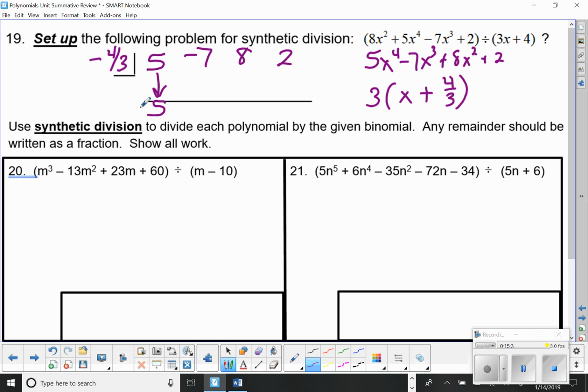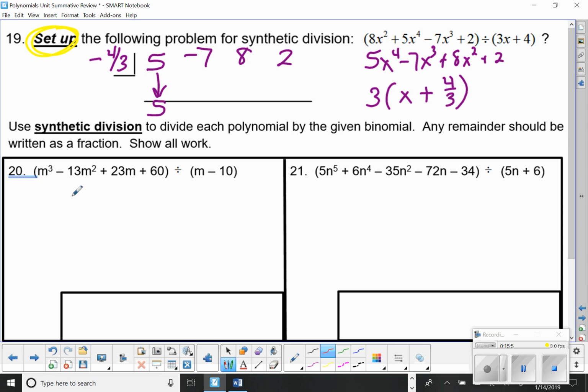That's it. Just set it up. Okay? Just set it up. Don't solve it. Don't do more than you have to. Now, for 20 and 21, I need to see the work, and I need to see that you did it using synthetic division. So, 3, 2, 1, nothing.